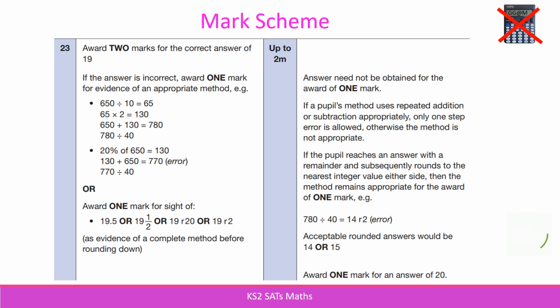The mark scheme on this question shows we are up to 2M, which means up to 2 method marks. The final answer was 19, that you can see here. Here are the method marks for getting 1 mark. Using either of these methods here will give you 1 mark, or getting down to the value of 19.5 will also give you 1 mark as well.